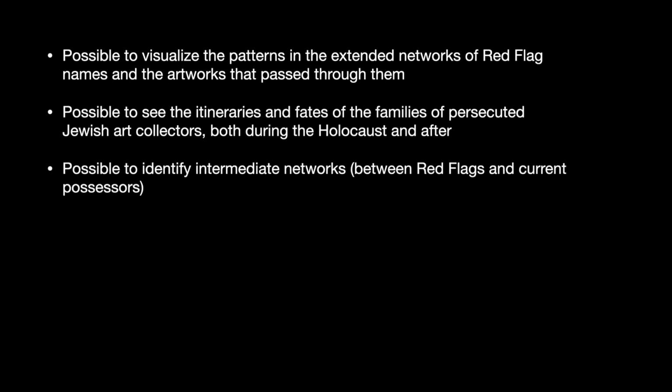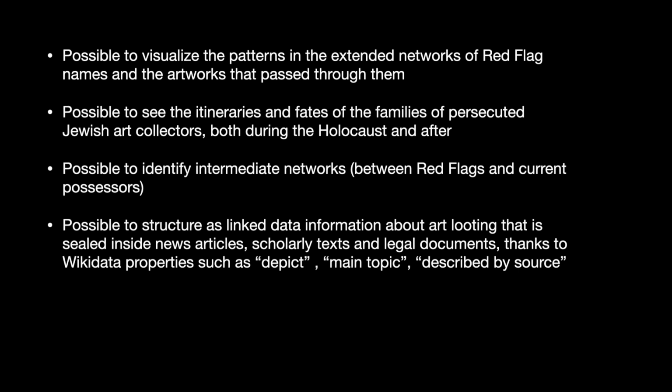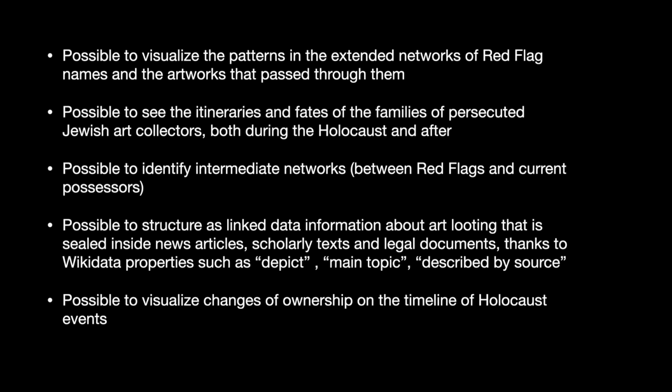It's possible to visualize the patterns of extended networks. Thanks to Wikidata queries, you can see the itineraries and fates of not just the persecuted Jewish collectors, but their families, both during the Holocaust and after. You can identify the intermediate networks, or the laundering networks, between red flags and current possessions. And you can structure the data in news articles, scholarly texts, and legal documents, and link those documents to the various people mentioned. You can visualize changes of ownership in the timeline.